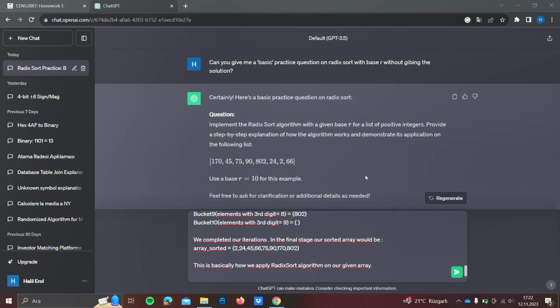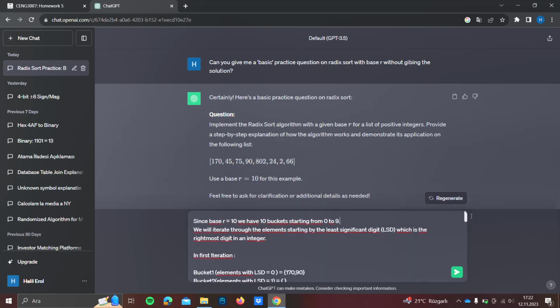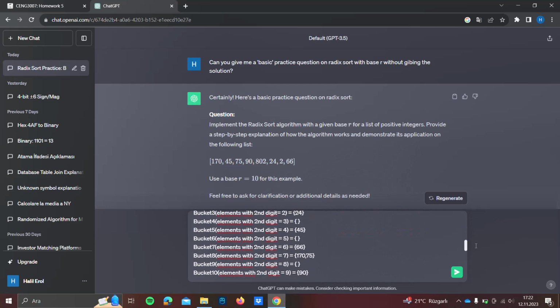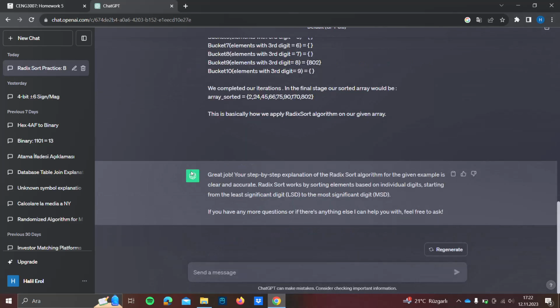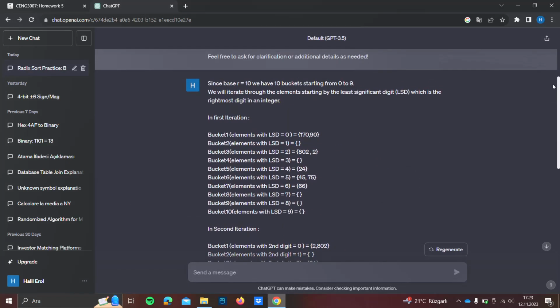Okay, now I finished my solution. As you can see, I wrote the whole process of applying the radix sort algorithm on this array, and let's see if it is correct or not. Okay, so it says great job, and my step-by-step explanation of the radix sort algorithm for the given example is clear and accurate. So now let's see my solution.